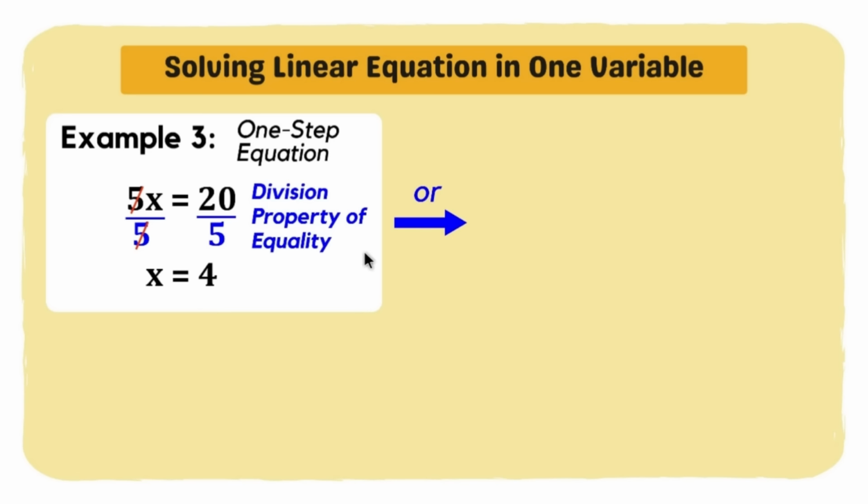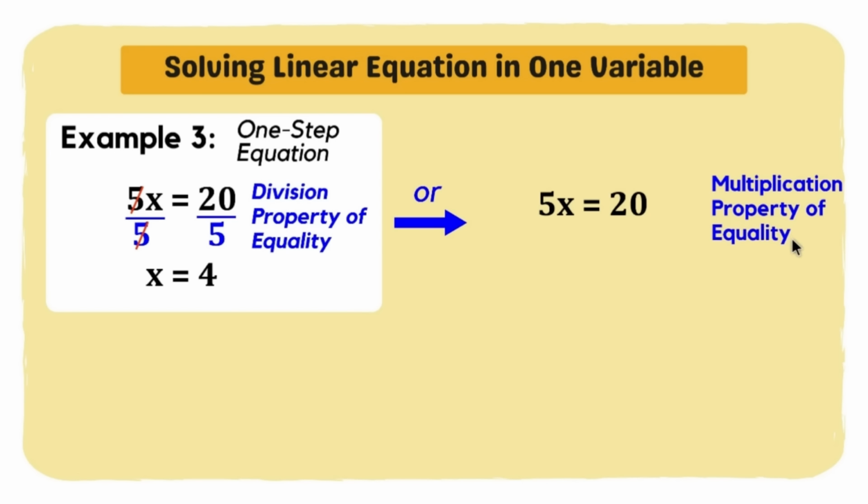Or, we can also use the other method, which is using the multiplication property of equality by its multiplicative inverse. Ibig sabihin, ano ba ang kabaliktaran ng 5?